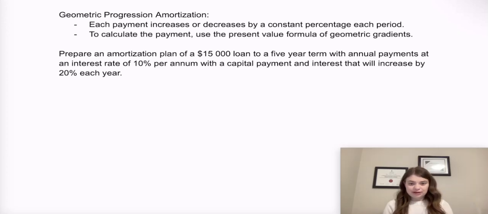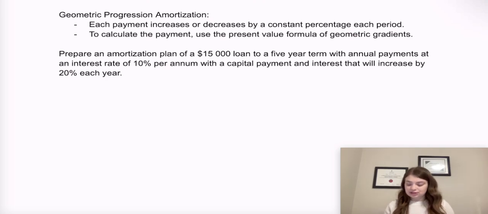Today, we're going to answer this question, which relates to writing an amortization table or amortization plan for a geometric progression amortization. In a geometric progression amortization, each payment either increases or decreases, not by a constant amount like in an arithmetic progression, but as a constant percentage or proportion each period. And to calculate the first payment, we can use the present value formula for geometric gradients in general. I'll review what that is in just a minute.